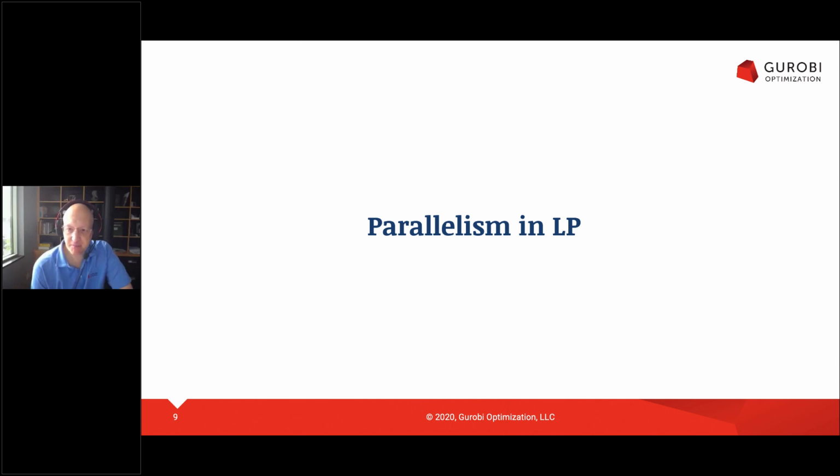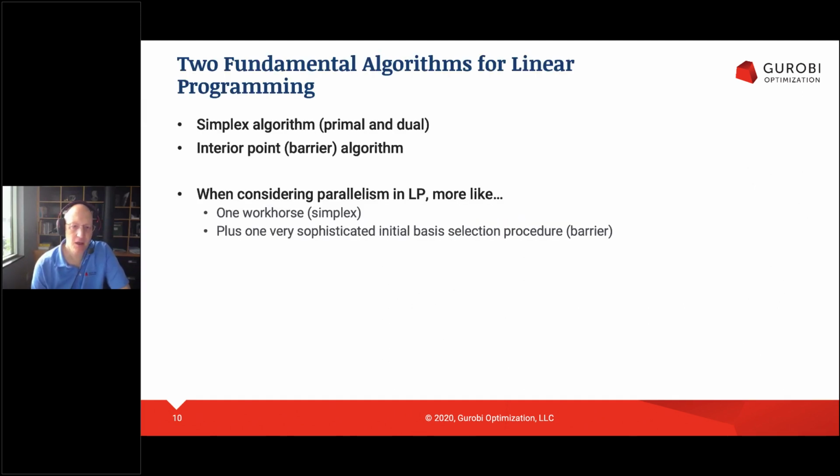All right, so enough with preliminaries. Now I'm going to talk about parallelism in linear programming. As you probably know, there are two fundamental algorithms for linear programming. There's the simplex algorithm in its primal and dual forms, and then there's the interior point or barrier algorithm. I'll come back to this point later, but just a bit of foreshadowing here.